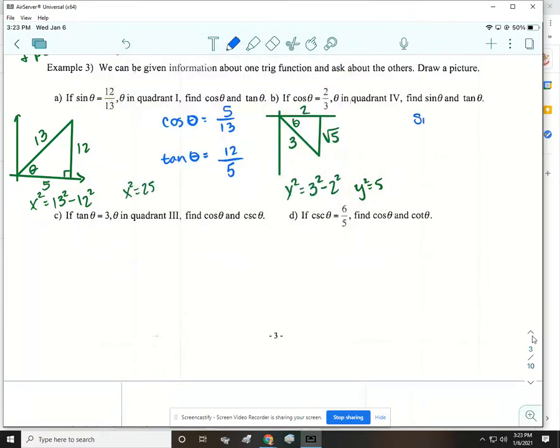Okay. And we're looking for the sine of theta and the tangent of theta. In quadrant 4, the sine and the tangent are negative, so we'll just go ahead and do negatives. For the sine, we'll do the opposite over the hypotenuse. And for the tangent, we will do the opposite over the adjacent. And that is it.